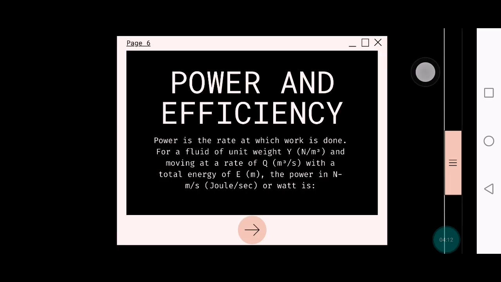Next, power and efficiency. Power is the rate at which work is done. For a fluid of unit weight density in Newton per cubic meter and moving at a rate of Q cubic meter per second with a total energy of H meter, the power in Newton meter per second is equal to joule per second.